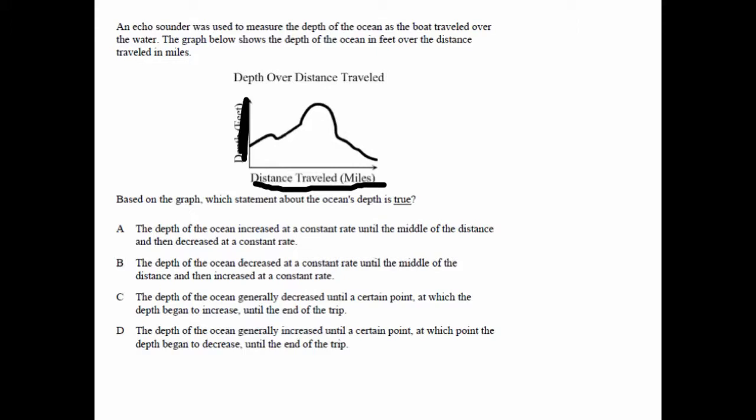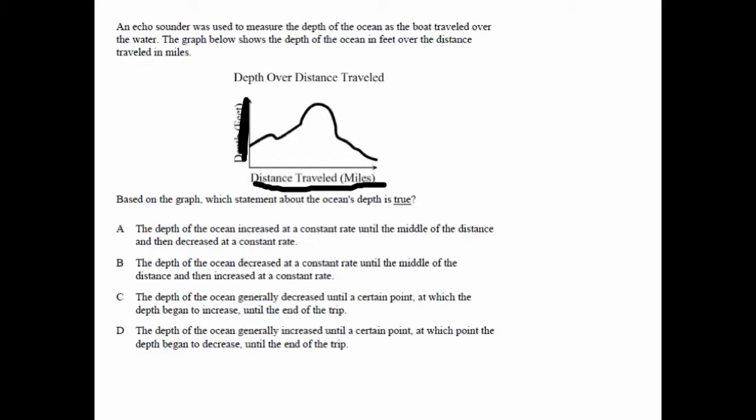Now, based on the graph, which statement about the ocean's depth is true? So let's go ahead and look and see what this graph is actually showing us. I know that it's representing depth over distance traveled, which means as you go across the ocean, in certain parts, it's going to be deeper than in others.